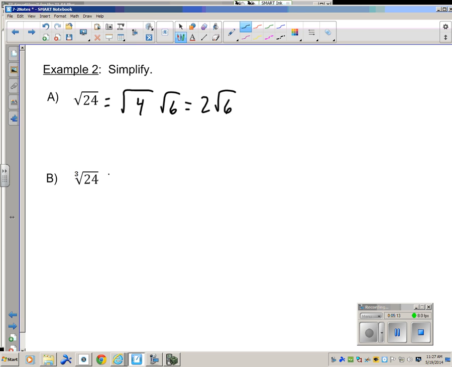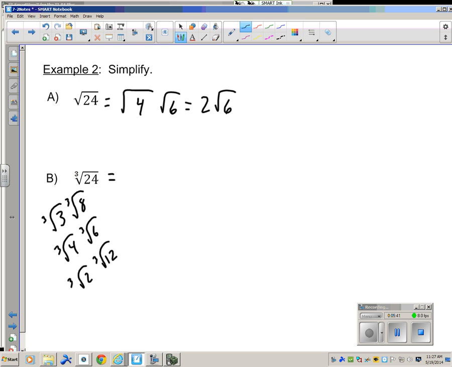So let's look here at the cube root of 24. So now we're doing cube root. You want to think of numbers you can actually find the cube root of. This gets a little trickier. So you've got the cube root of 3 times the cube root of 8. We've got the cube root of 4 times the cube root of 6. We've got the cube root of 2 times the cube root of 12. Don't pick 24 times 1, because we already can't find the cube root of 24.